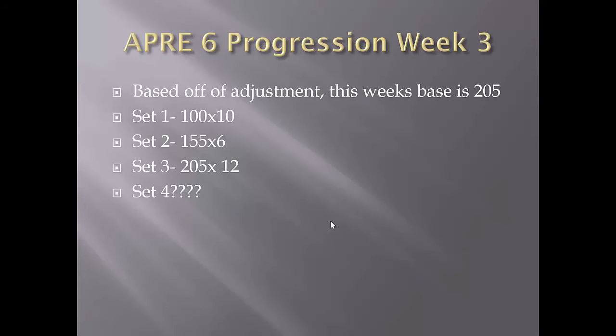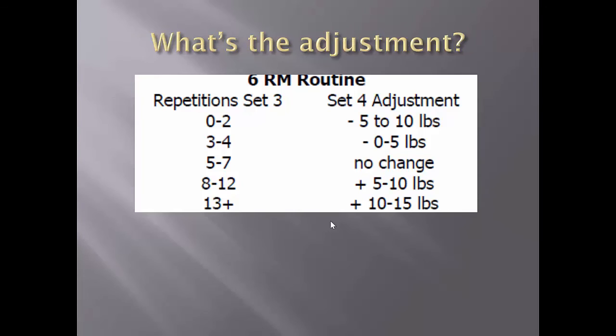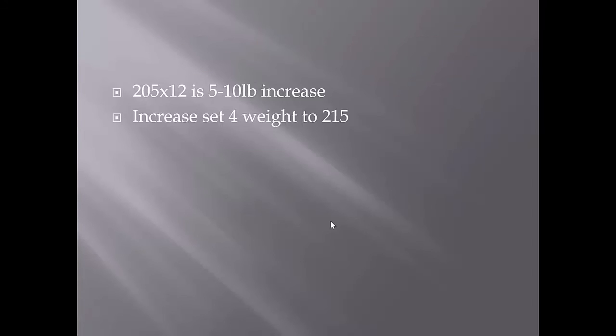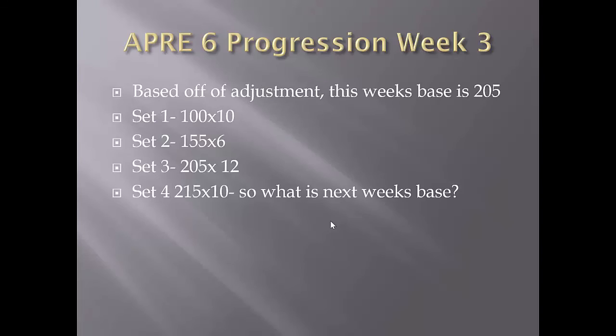So 205 is the base. I'd go 50%, 75%, 100%. So 50% is 100 pounds for 10 reps. Set 2 is 155 for 6. Set 3 is 205. I get 12. What is set 4? 12 repetitions. Go up 5 to 10 pounds. So I'm going to increase my set 4 weight to 215 pounds. And I get 10 repetitions.